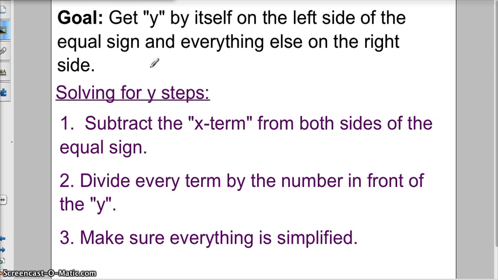And here are the steps for solving for y. You're going to first subtract the x term from both sides of the equal sign. Then divide every term by the number in front of the y. And then finally, you're going to make sure everything is simplified. A lot of times it'll already be simplified, but you always want to double check. So it's really just two main steps.